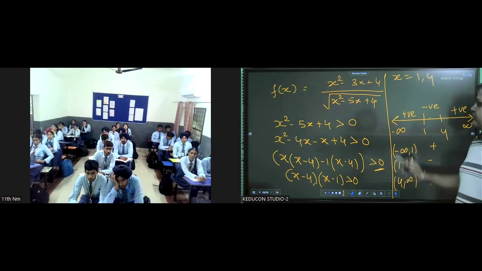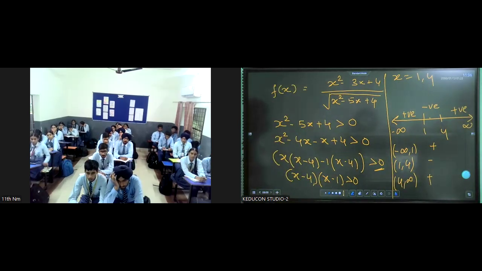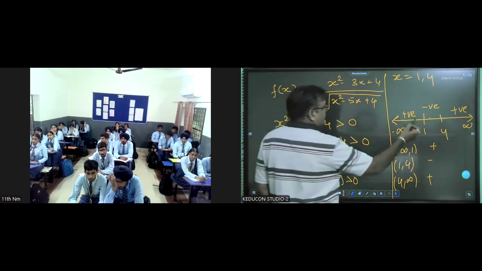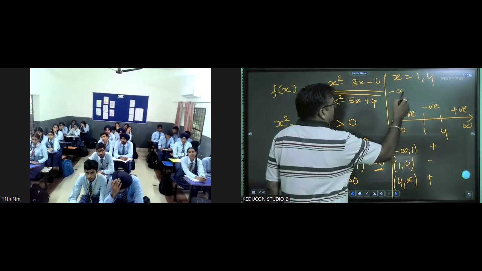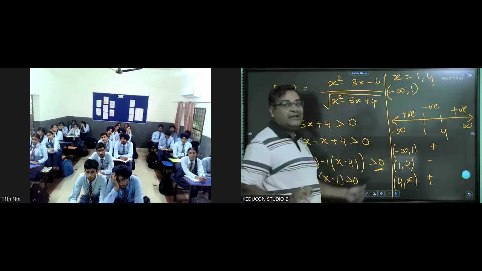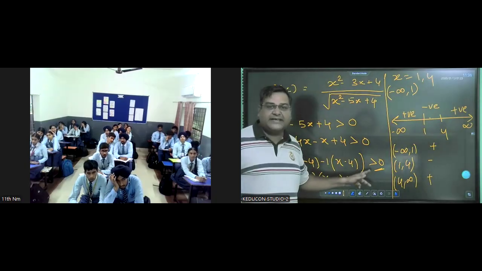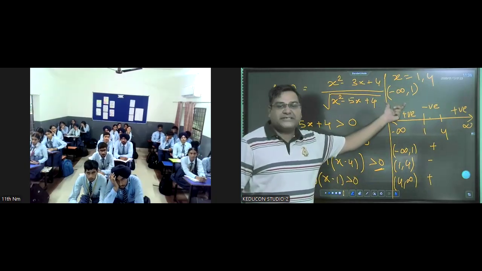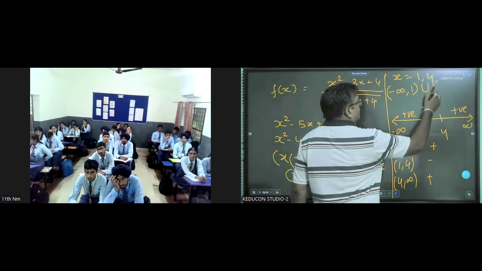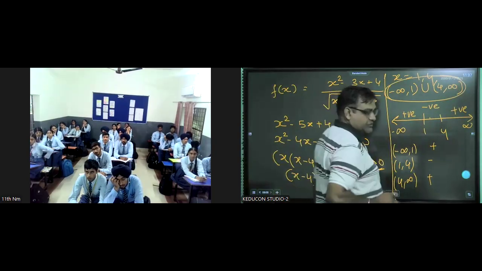Positive. So what will be the domain of this function? How will you write the answer? How to write the answer, students? We have minus infinity to 1. Now it will be in open brackets because the equal sign is not there. So you have to put this in the open bracket. Union, 4 comma infinity. This will be the domain of this function.